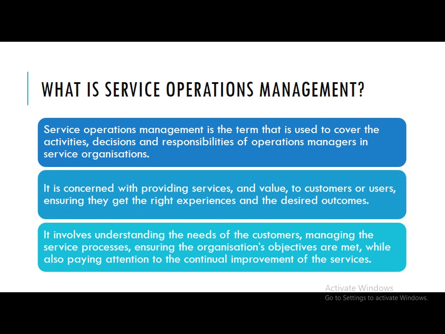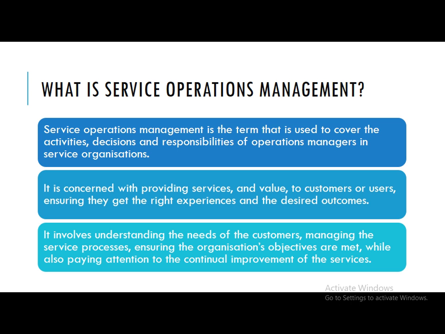Now we will talk about the answer to the question: what is service operations management? Up till now we have clarified what a service is from the customer point of view, from the organization point of view, and from the operations point of view. Now, what is service operations management?